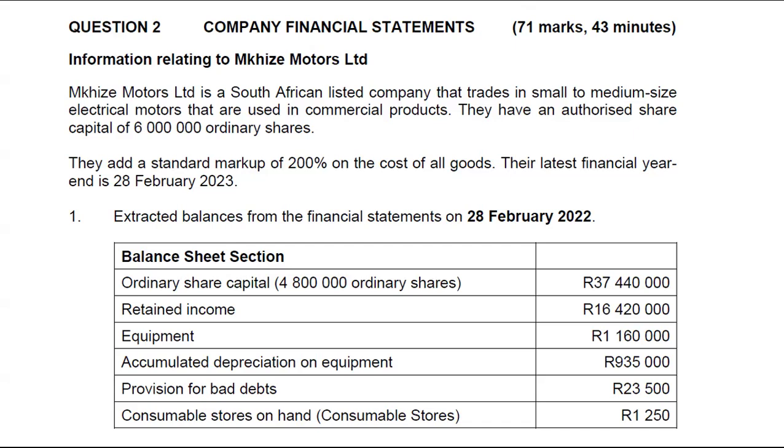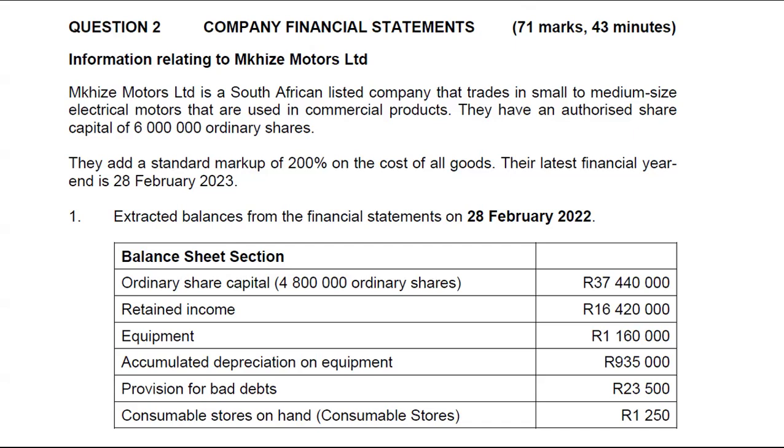a public company. So Mkhize Motors Limited is a South African listed company that trades in small to medium-sized electrical motors that are used in commercial products. They have an authorized share capital of 6 million ordinary shares.